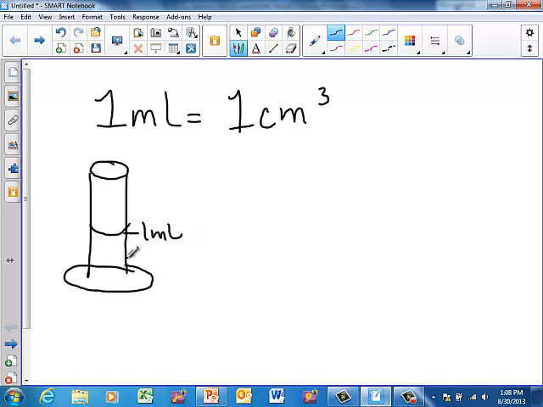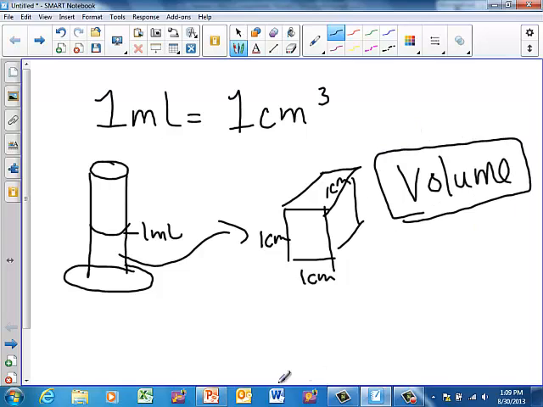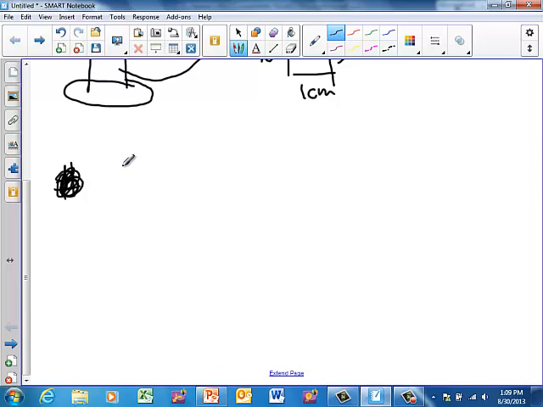The amount of water that's in 1 milliliter would also fit into a box or a cube that is 1 centimeter cubed in space, meaning that each side of the cube is 1 centimeter, 1 centimeter, and 1 centimeter. This is 1 centimeter cubed and this is 1 milliliter. Equivalently, they're both volume units and they both take up the exact same amount of space.